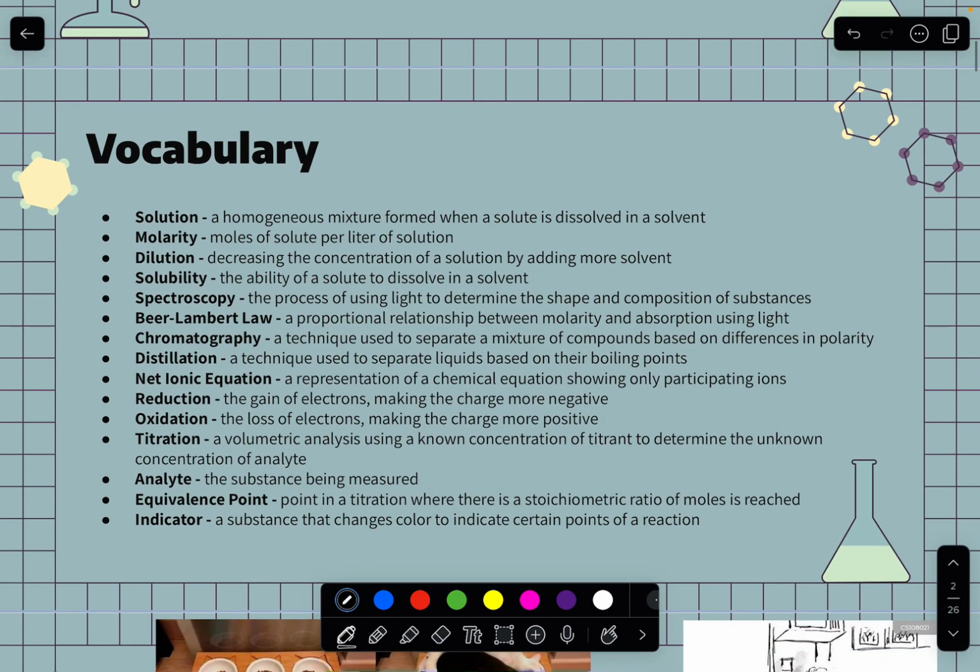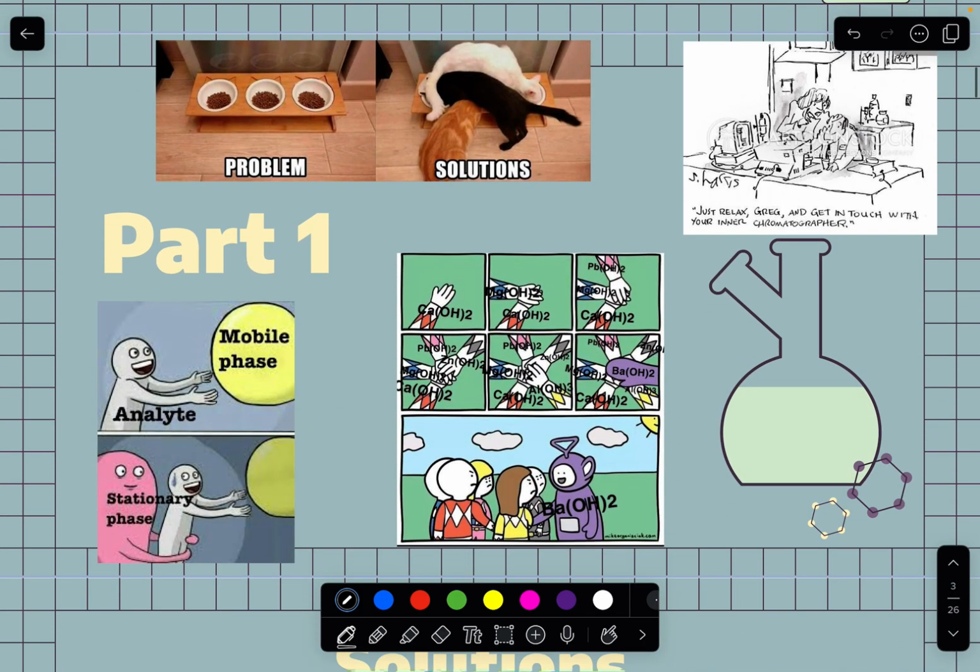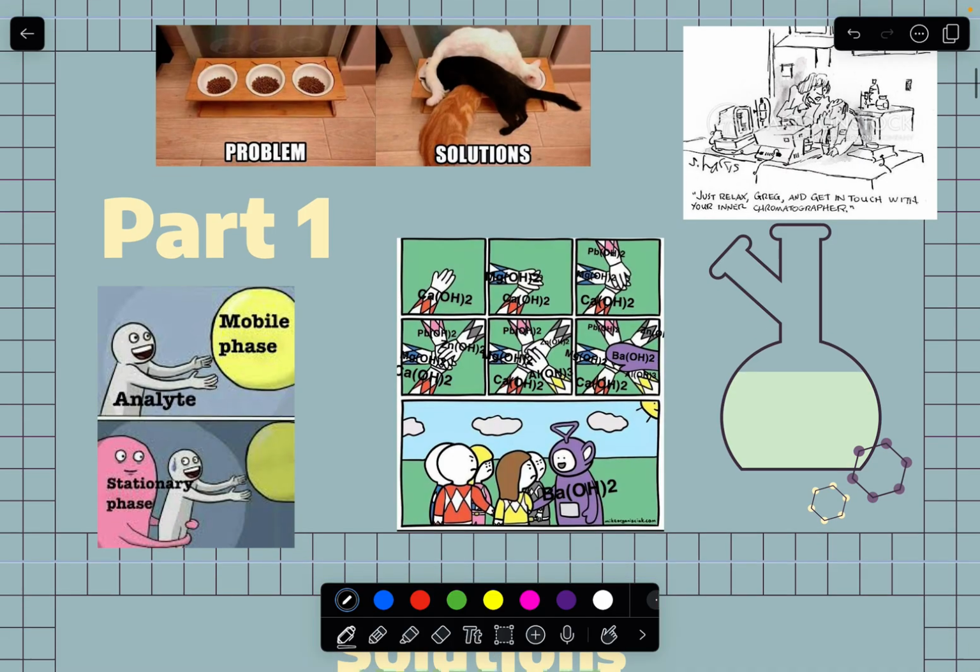Okay, so some vocabulary. We'll talk about solutions, molarity, dilution, solubility, spectroscopy, the Beer-Lambert law, chromatography, distillation, net ionic equation, reduction, oxidation, titration, analyte, equivalence point, and indicator. Okay. So part one, we're going to talk about solutions and the analytical techniques here.